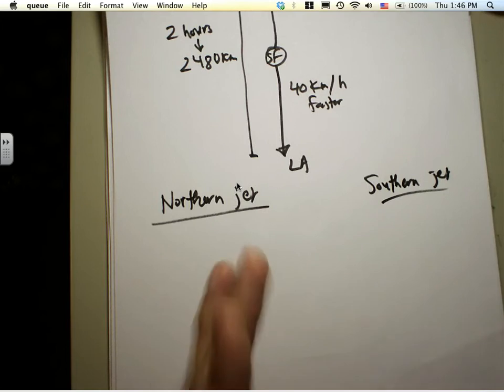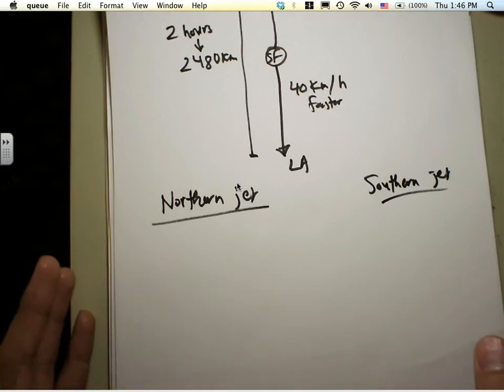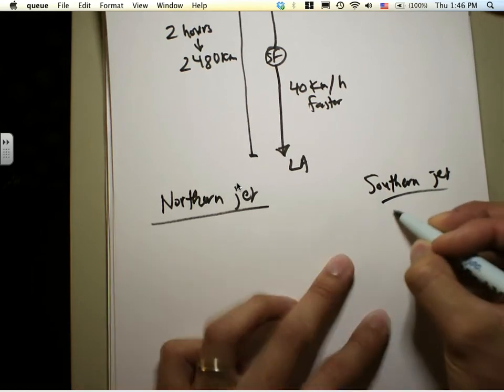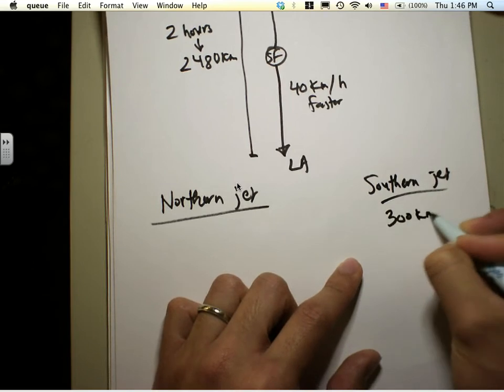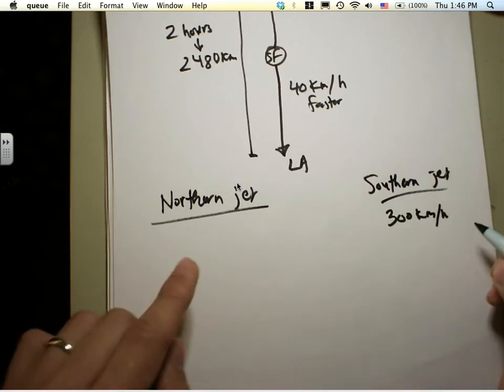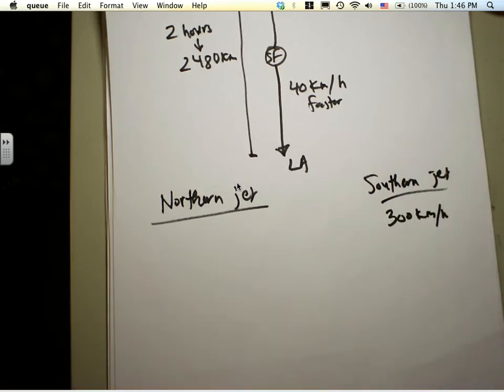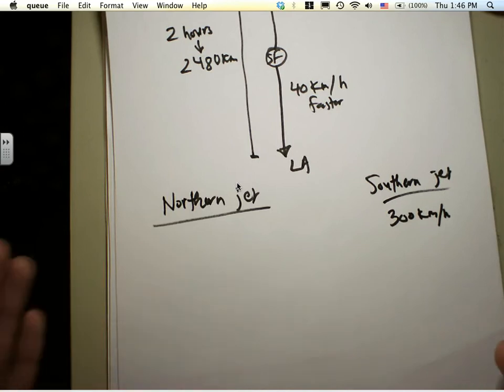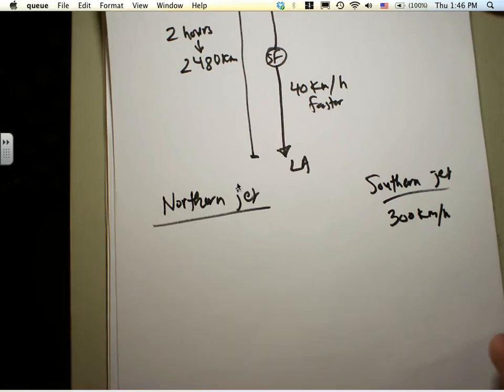Okay, we know that the southern jet is going faster. Is that true? By 40 kilometers per hour? So let's pretend. Do we know the speed of either jet yet? No. So let's pretend the jet going south is going 300 kilometers per hour. I just made it up. Remember, this is a random guess. If this jet is going at 300 kilometers per hour, then how fast do you think the northern jet is going? 340? Think. 340 or 260? Which one is going faster?